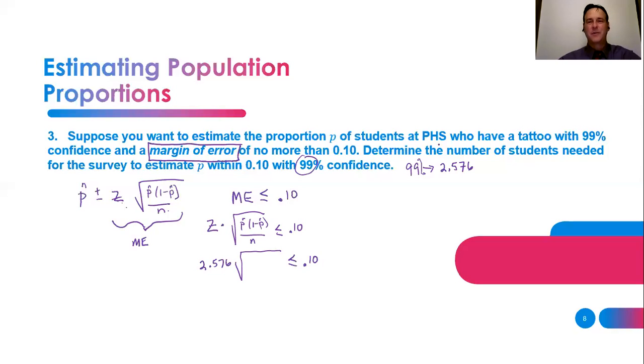They say determine the number of students. Now, let's think about that for a second. If I say number of students, does that represent a p hat or does that represent an n? Since it is a number of students, that means that yes, my n is going to be on the bottom, and that's what I'm finding. Now, what is p hat? They don't tell us what p hat is. If they don't tell you, the default for p hats is 0.5. So I'll say 0.5, 1 minus 0.5.